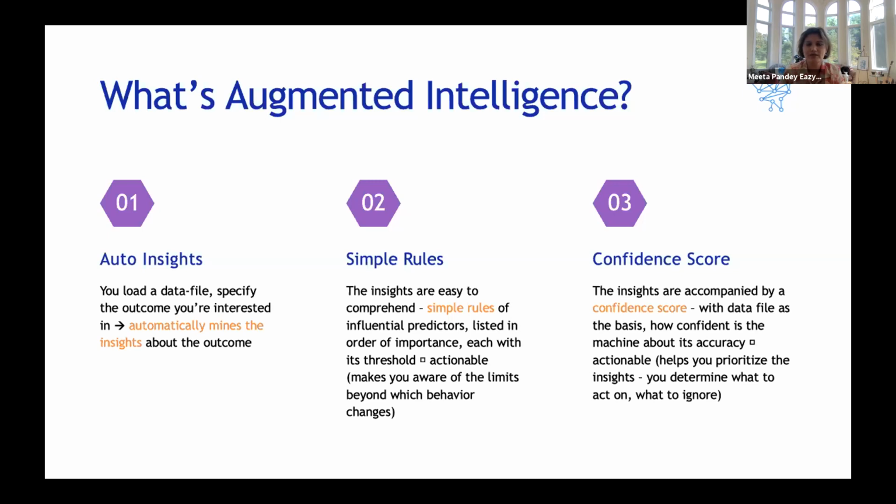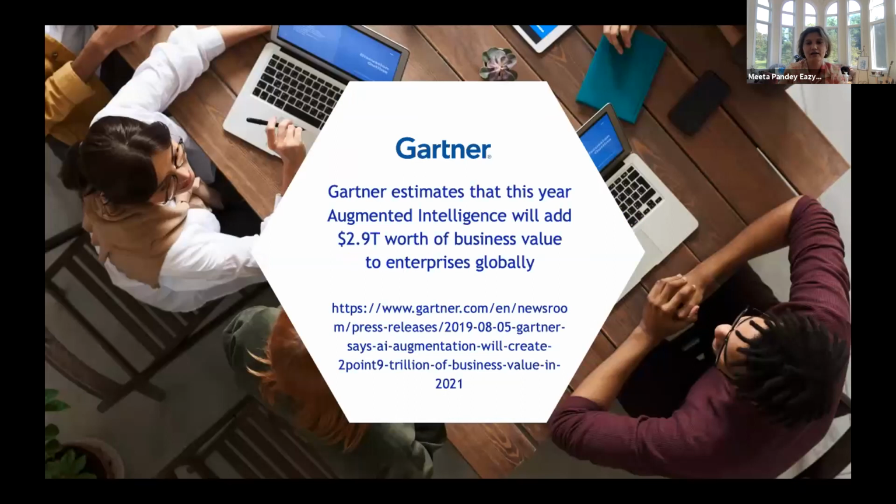So augmented intelligence gives auto insights as simple rules. Insights are very easy to comprehend. They are just simple rules of predictors. And most importantly, these insights are accompanied by confidence scores. How confident is the machine about the accuracy of these insights? You can determine which insights you want to act on and which insights you want to ignore. So that's what augmented intelligence is. Gartner estimates that this year alone, augmented intelligence will add 2.9 trillion worth of business value to enterprises globally.